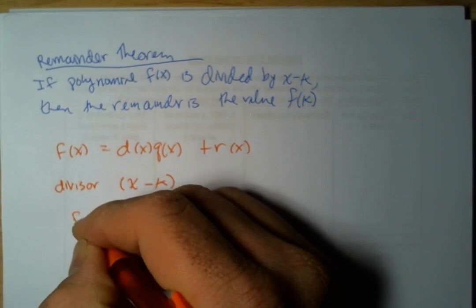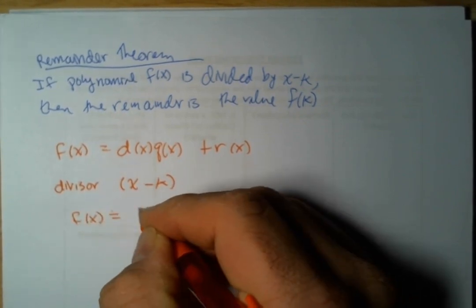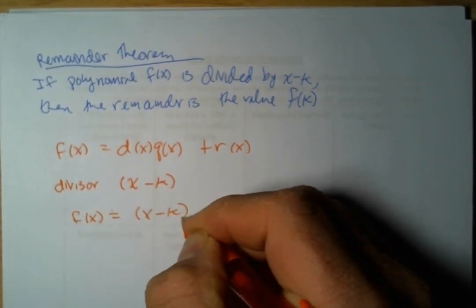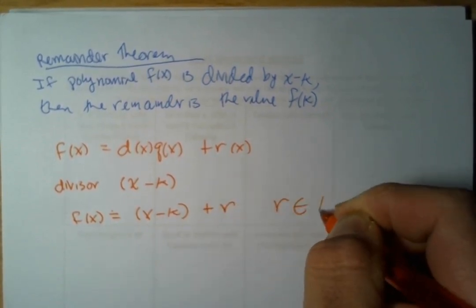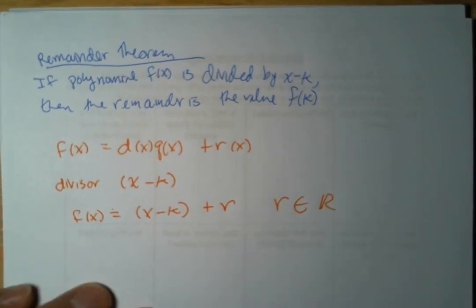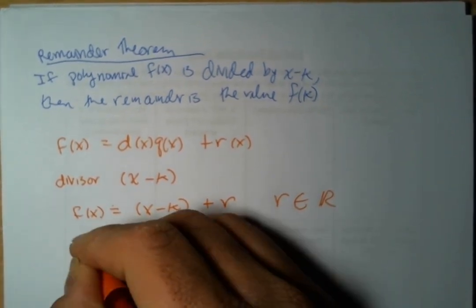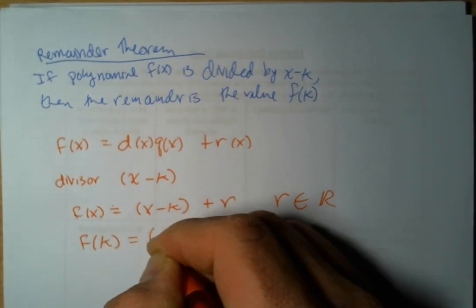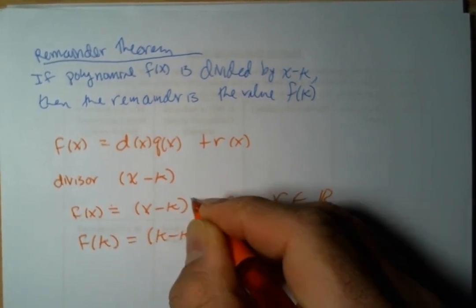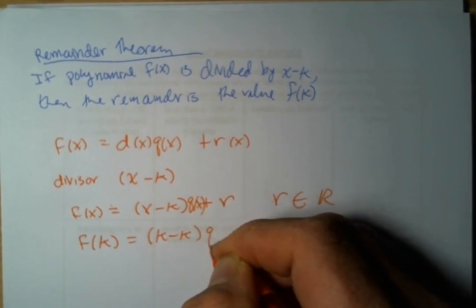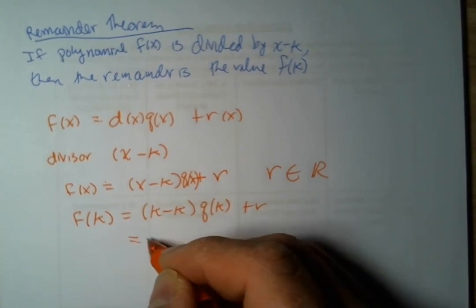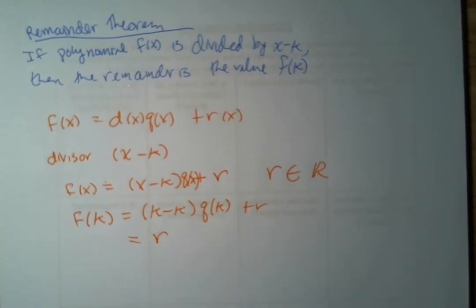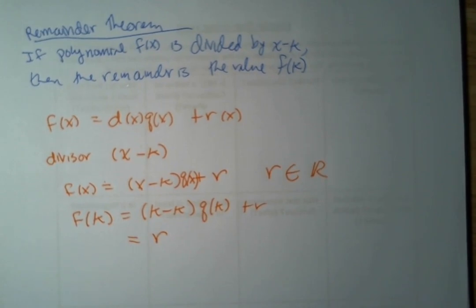So if we have f of x equals x minus k times q of x, plus r, where r in this case is going to be some real value, not some function of x. If we plug in the value of k, this goes to 0, and we're simply left with the remainder, which can be found quite easily using synthetic division. Now what does that allow us to do?